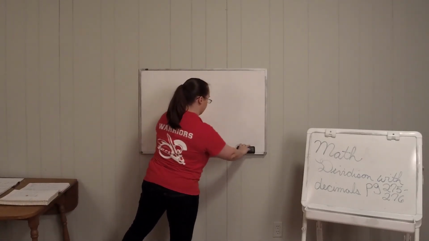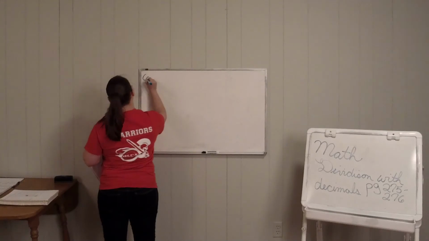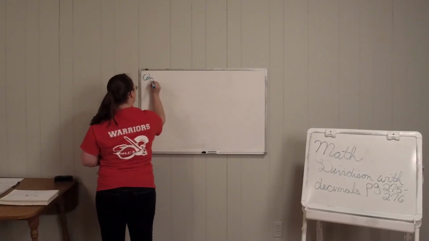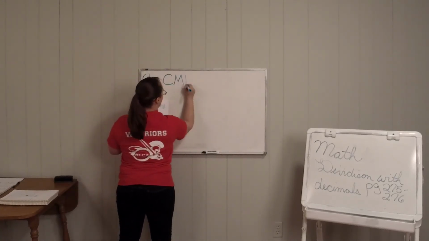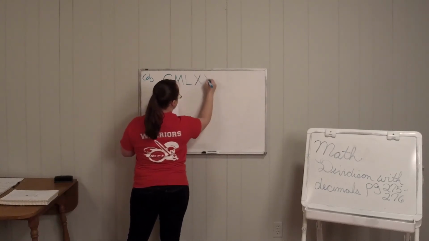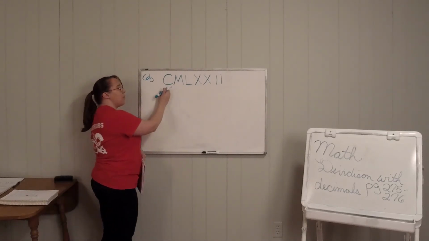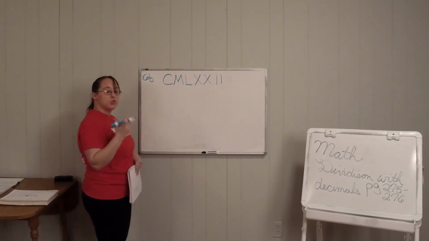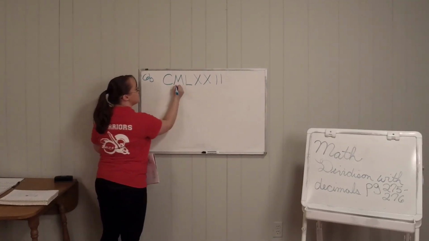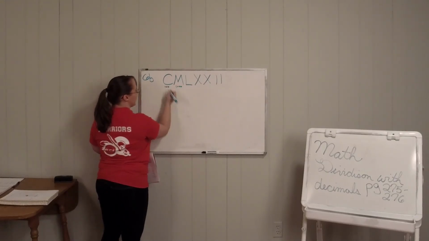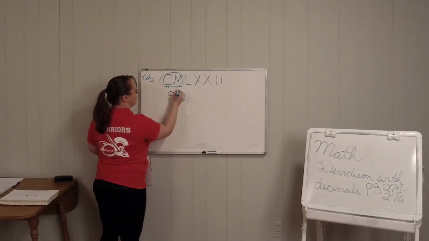Alright, I want you to look at 6b. I'm going to help you just figure that one out. 6b reads C, M, L, X, X, I. When you have a smaller one in front of a bigger one, you remember you subtract. C equals 100, M equals 1,000. So if you have 1,000, and you take 100 away, those two together equal 900.